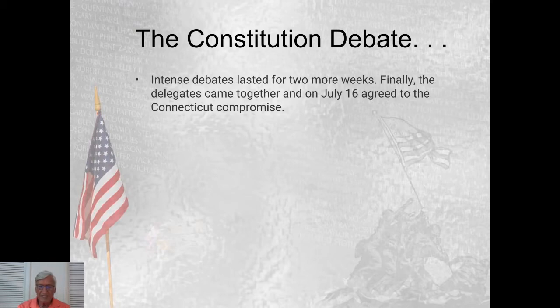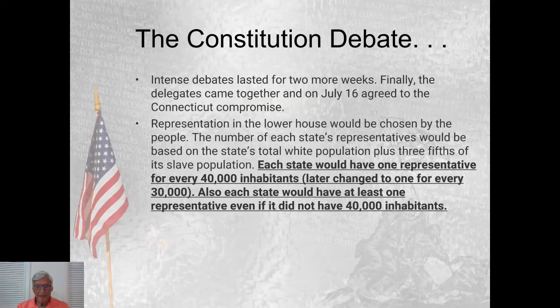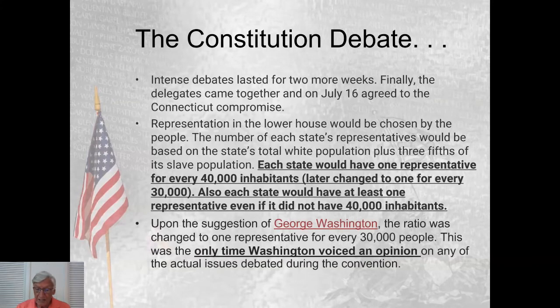Finally, about July 16th, they came up with the Connecticut Compromise. And in that, they specified that there would be one representative for every 40,000. Now, 40,000. But George Washington steps down from the rostrum. Remember, he was presiding over the convention. And the only time he makes any comments in the Constitutional Convention is he says, 40,000 is not right. That should be 30,000. And they respected him. And so they changed it to 30,000.